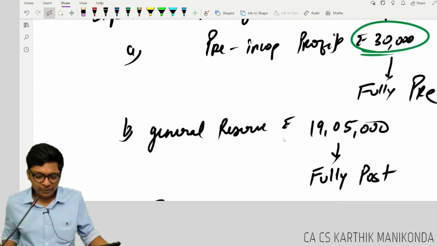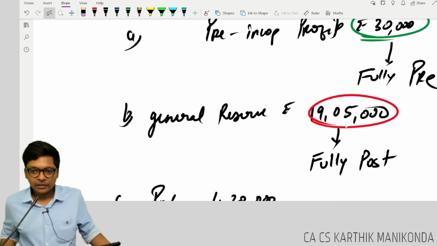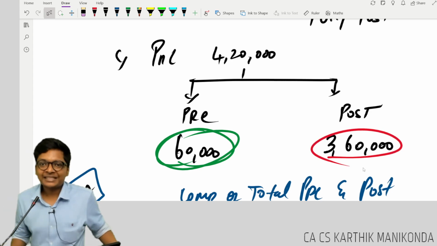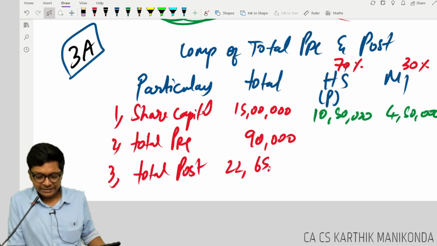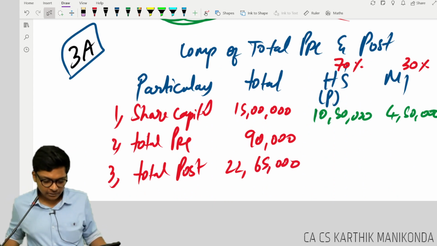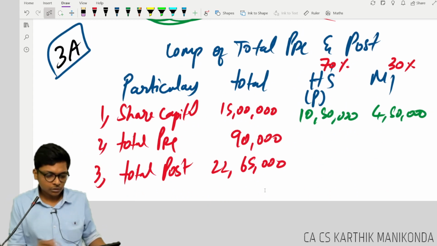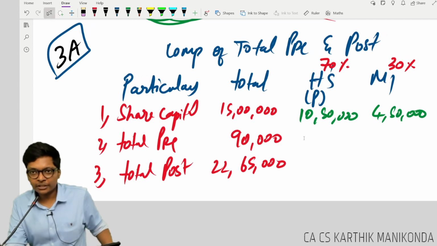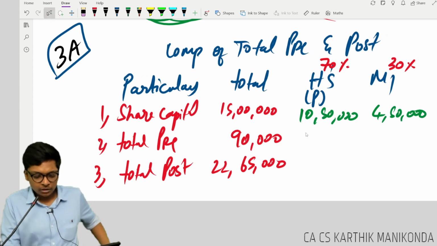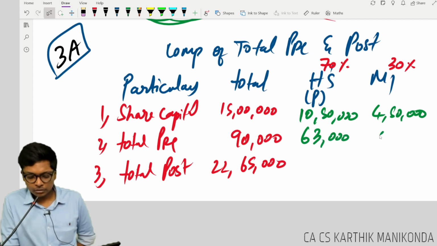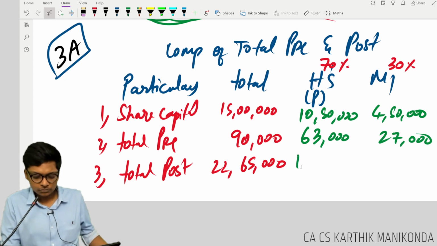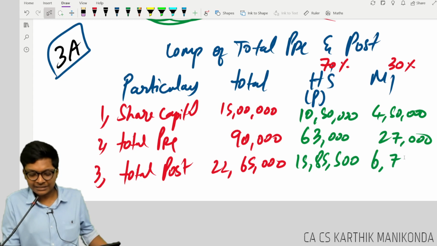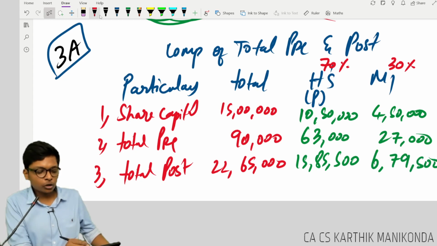Similarly, total post is how much, guys? 19 lakh 5,000 plus 3 lakh 60,000. How much? 22 lakh 65,000. Do the multiplication, guys. 60,000 into 75. 70% is how much, guys? 63,000. 27,000. What about the last one? 15 lakh 85,000. 6 lakh 79,500. All of you got this?